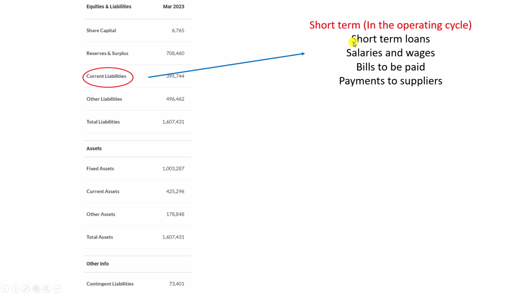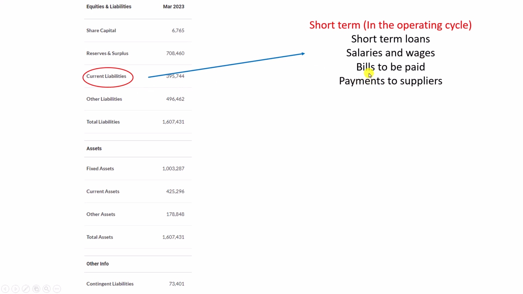Current liabilities have short term loan repayments. If the company has taken a short term loan and it has to pay the interest or repay the loan within the next year, within 1 year, or within the operating cycle, then it falls under the category of current liabilities. Anything short term falls under the category of current liabilities. All right, pending salaries and wages come under the category of current liabilities.